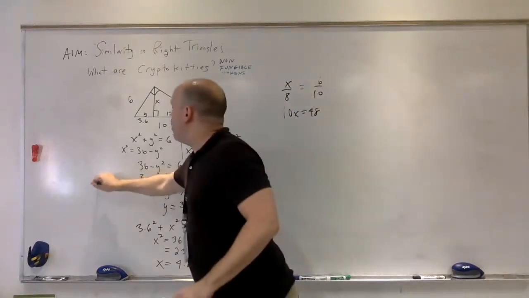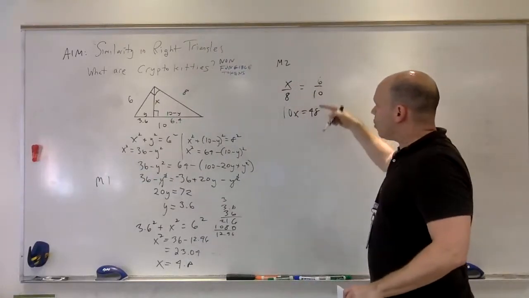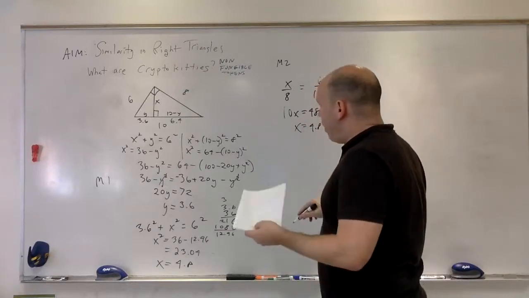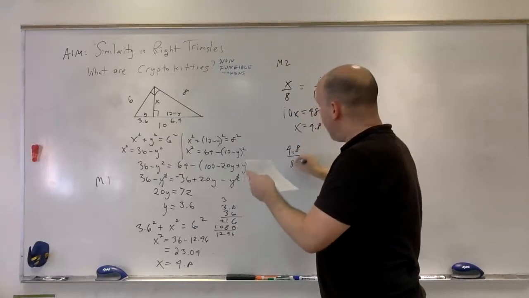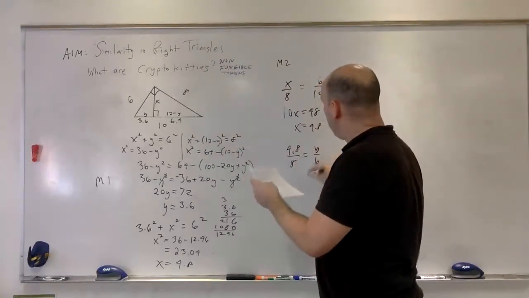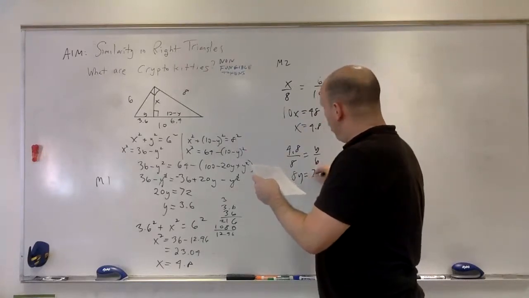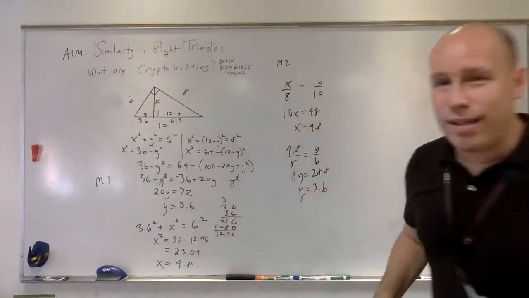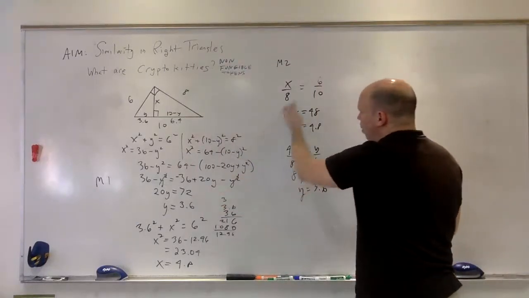So this is method 1, and method 2 is simply to set up these ratios. x over 8 is equal to 6 over 10, so x equals 4.8. And then with my y, I can say that 4.8 over 8 is equal to y over 6. That means 8y equals 28.8, and therefore y equals 3.6. So the question is, do I do method 1 or method 2?